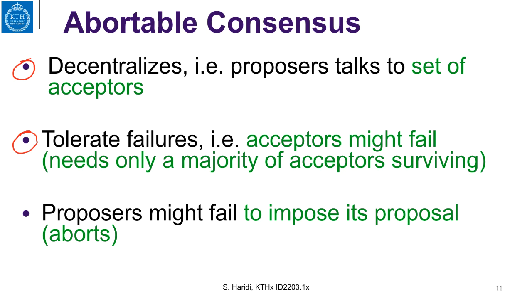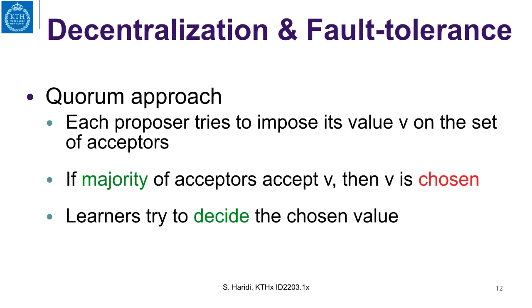And proposers might fail to impose their proposals, and in this case, they will abort. So this is our setup now. A set of acceptors: as long as a majority are correct, the algorithm works fine. And a set of proposers, they might propose, but some of them might fail to impose their value and they abort. That's it. So in effect, we are using a quorum approach here.